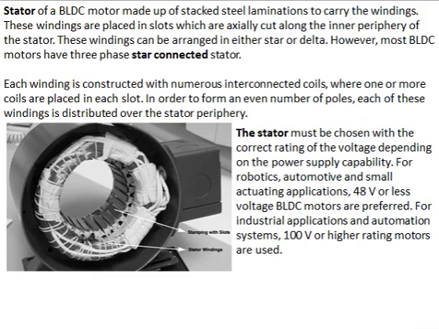Each winding is constructed with numerous interconnected coils, where one or more coils are placed in each slot. In order to form an even number of poles, each of these windings is distributed over the stator periphery. The stator must be chosen with the correct rating of the voltage depending on the power supply capability. For robotics, automotive and small actuating applications, 48 volts or less voltage brushless DC motors are preferred. For industrial applications and automation systems, 100 volts or higher rating motors are used.